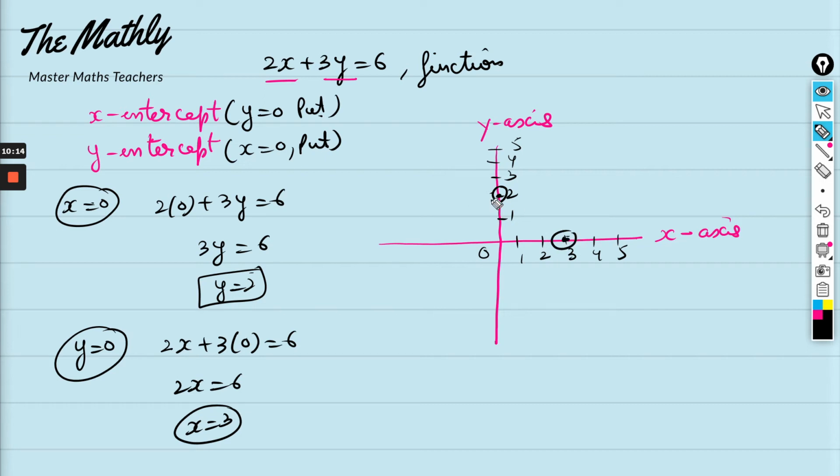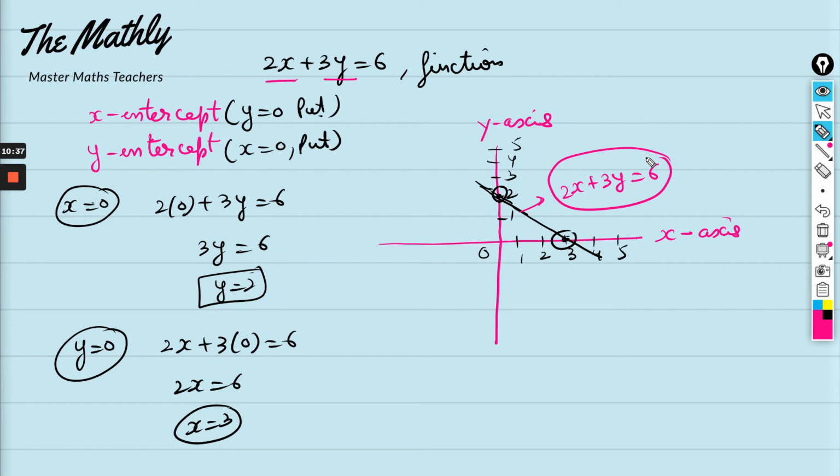Once you have the points, just draw a straight line through them. Simple process, nothing new. That's it. That's your line, 2x plus 3y equals 6. This is the concept you need to follow to draw a line on a graph as required for your SAT exam. Is that okay?